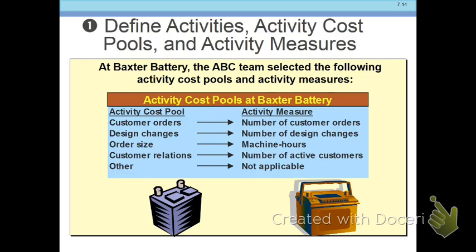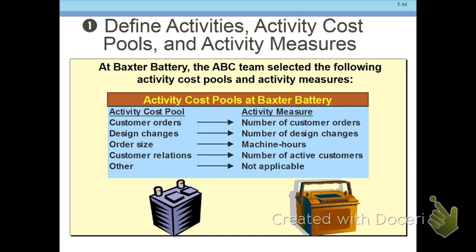I probably don't want you placing an order every day. Maybe once a week, maybe every other week would even be better. So I want to know how many customer orders I have, because every time an order comes, I have to process it. How many design changes are there? How big is your order, i.e., how many machine hours?